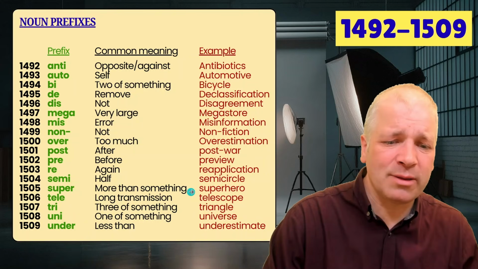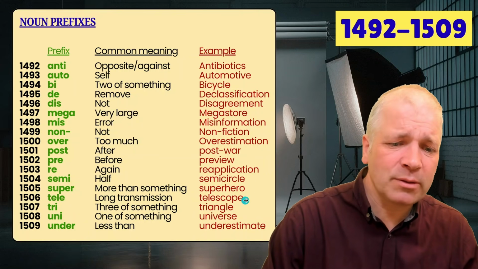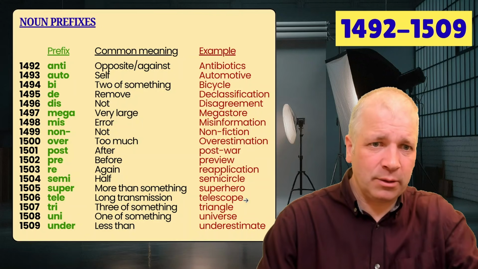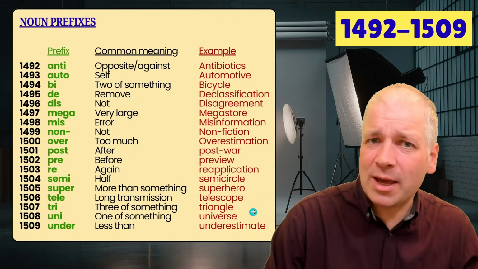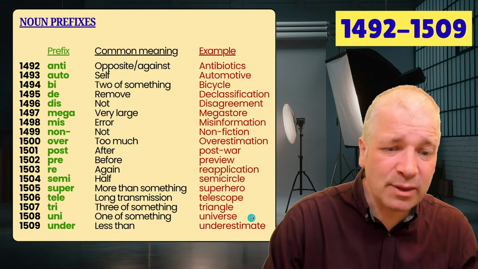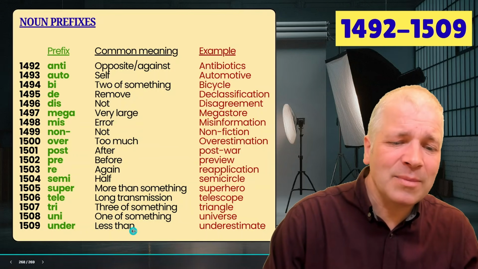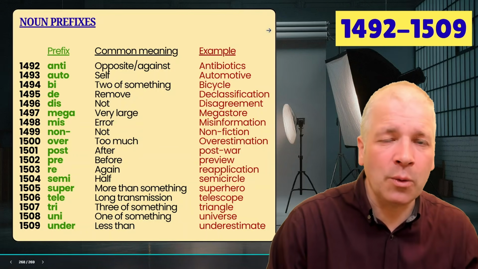Super means more than something, like a superhero. Tele is a long transmission. So telescope, you're looking at something that's transmitted from a long way away. Tri, three of something, like a triangle, three sides. And uni is one of something, like the universe, there's only one. And under means less than. Underestimate. You estimated below the amount.